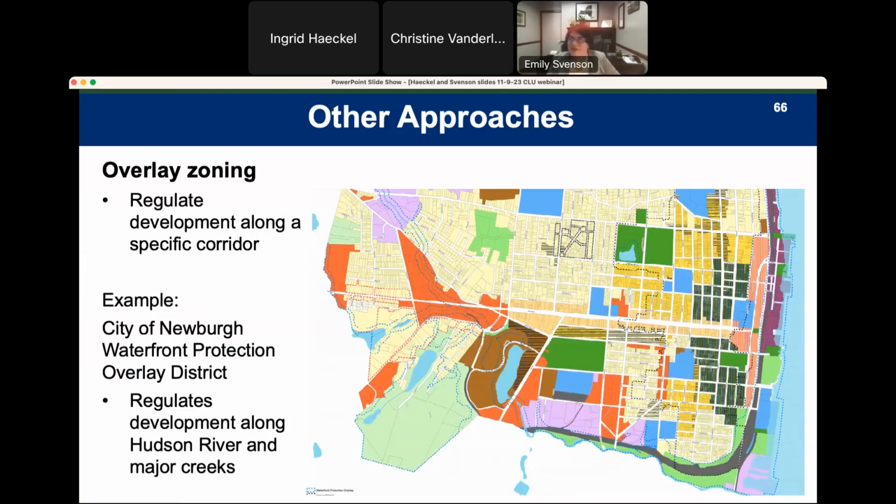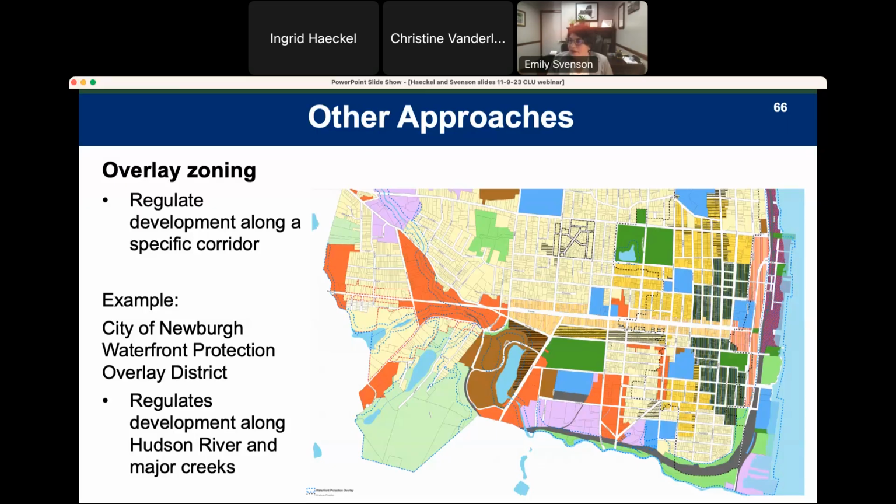Another option is the use of overlay zoning. Overlay zoning is where you create regulations that add an extra layer of protection on top of the existing underlying zoning. So this first example is from the city of Newburgh. They created a waterfront protection overlay district that applies to the Hudson River and some of the major stream corridors. You could kind of see the blue dotted lines there.